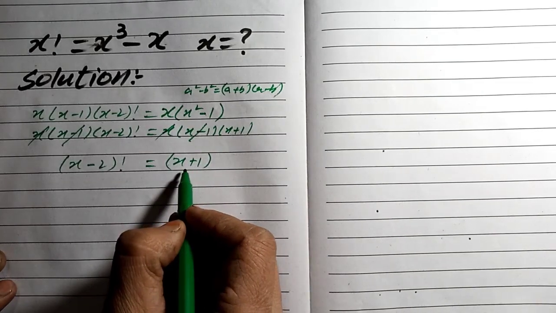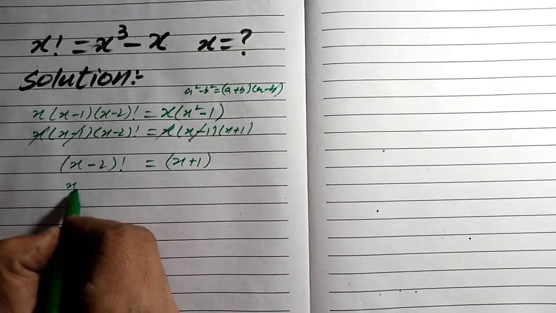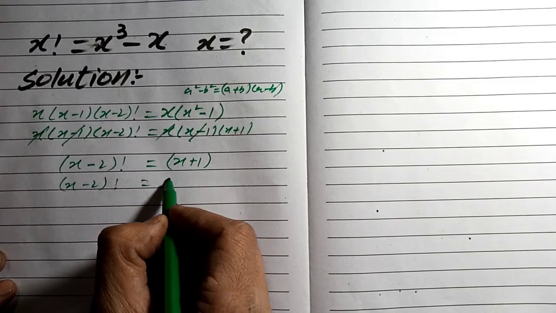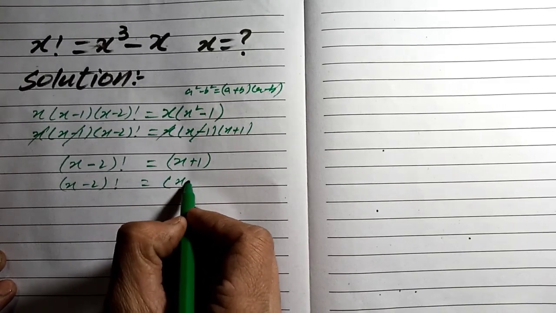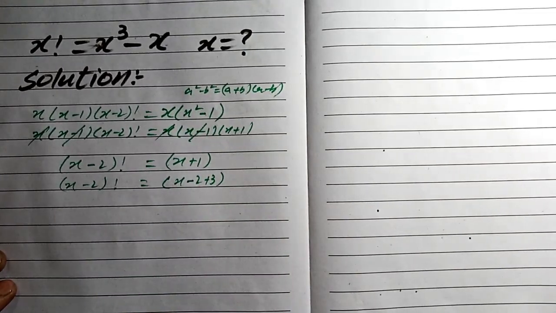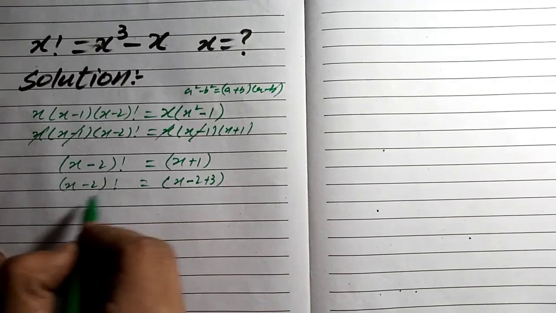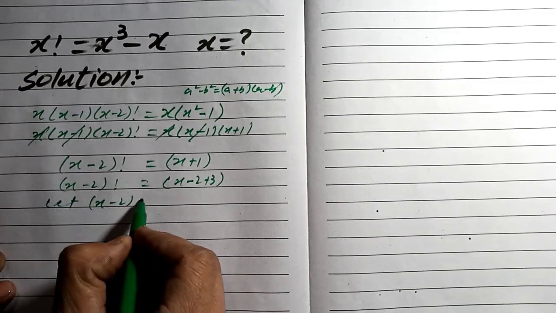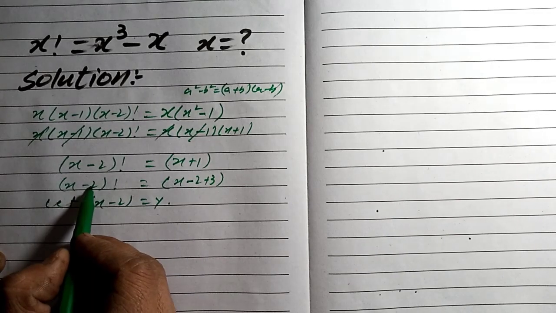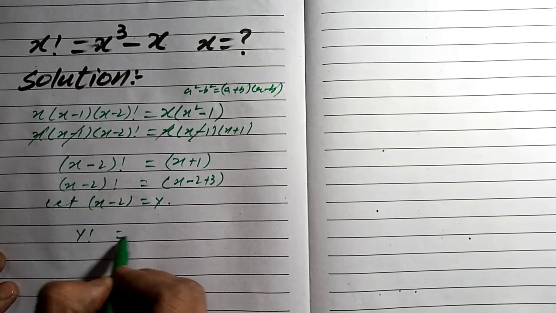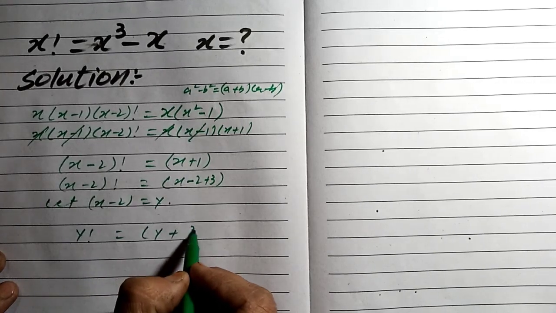So here we can write x plus 1 as x minus 2 plus 3, so x minus 2 factorial is equal to x minus 2 plus 3. So we can let x minus 2 be equal to y. In place of x minus 2 we can write y. So here we have y factorial, which is equal to y plus 3.